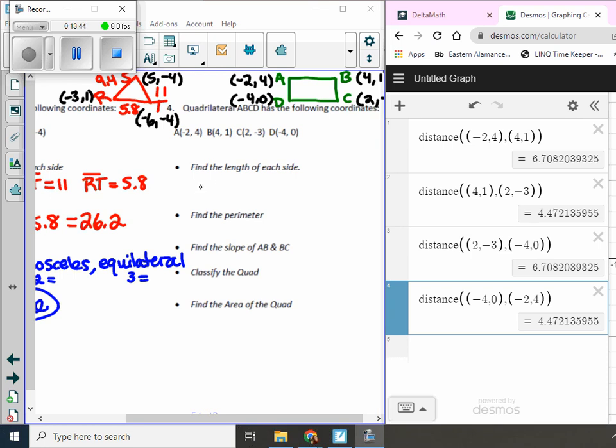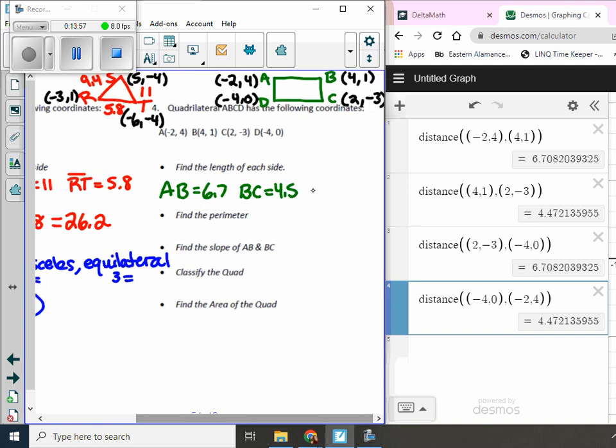Okay, look, so we've got for A to B, 6.7-ish. For B to C, got 4.5-ish. C to D, got that 6.7-ish again. And then for D back to A, 4.5.